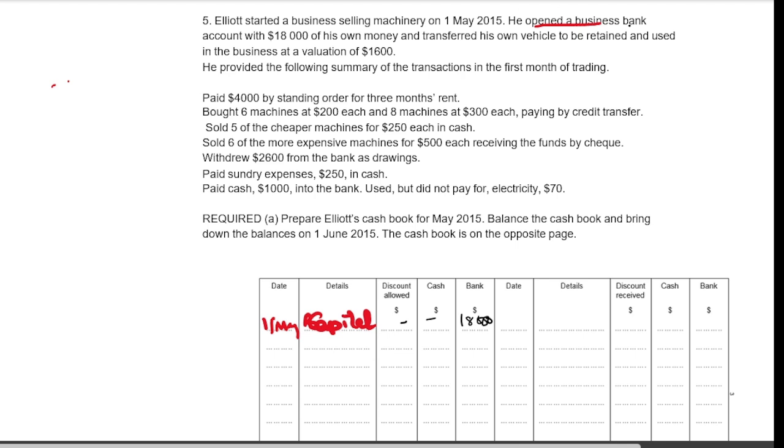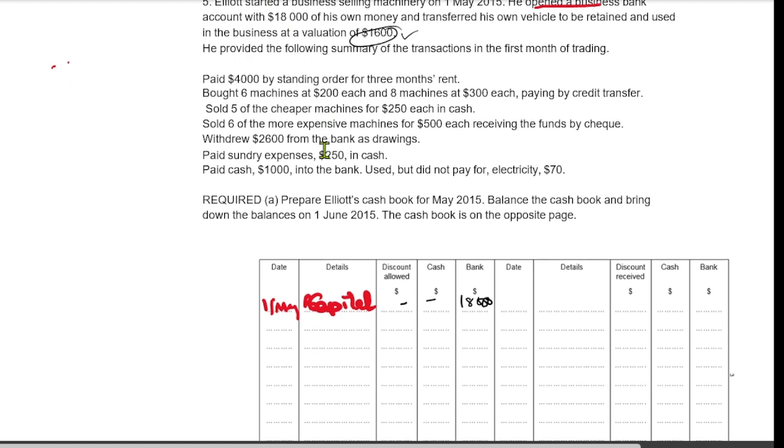After that they said there is some vehicle and the valuation of it is 1600, but they didn't say anything about payment. It means no cash or bank thing is there, so we will skip the 1600. Next, the transaction is paid 4,000 by a standing order. So in this question, you came to know two terminologies. The first terminology is standing order.